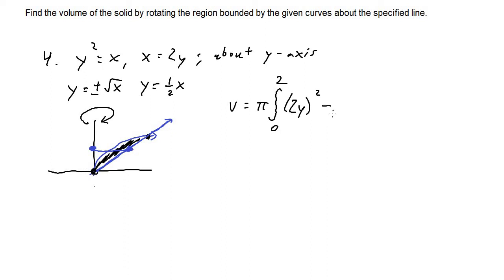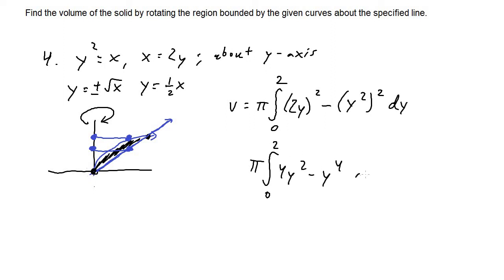And then minus the inner radius squared. Well, the inner radius is going to be the distance from the axis of rotation to the inner curve. And the inner curve here is x equals y squared. So (y squared) squared is going to be the radius squared. And then we have dy on the outside. Now simplifying the integral, we have pi times the integral from 0 to 2 of 4y squared minus y to the 4th, dy.